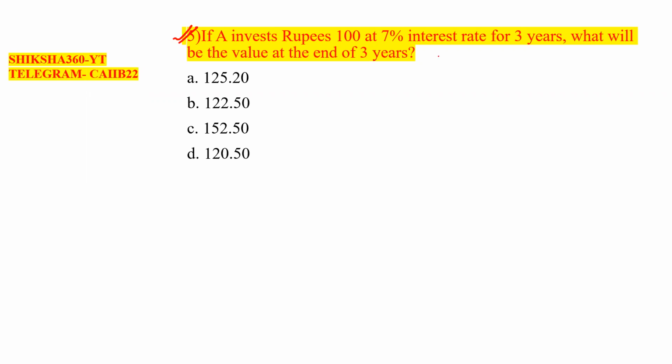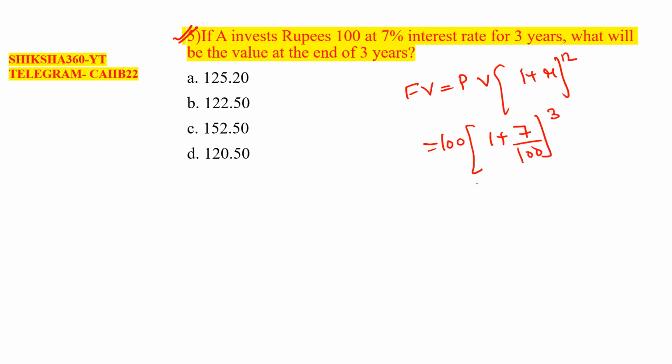We have to calculate the future value, which is equal to present value into (1 plus r) power n. What is the value of present value? Presently we are investing 100 rupees. And what is the value of rate? 7%, so 7 upon 100. And for how many years? 3 years. So this comes to 100 into 1.07 power 3.